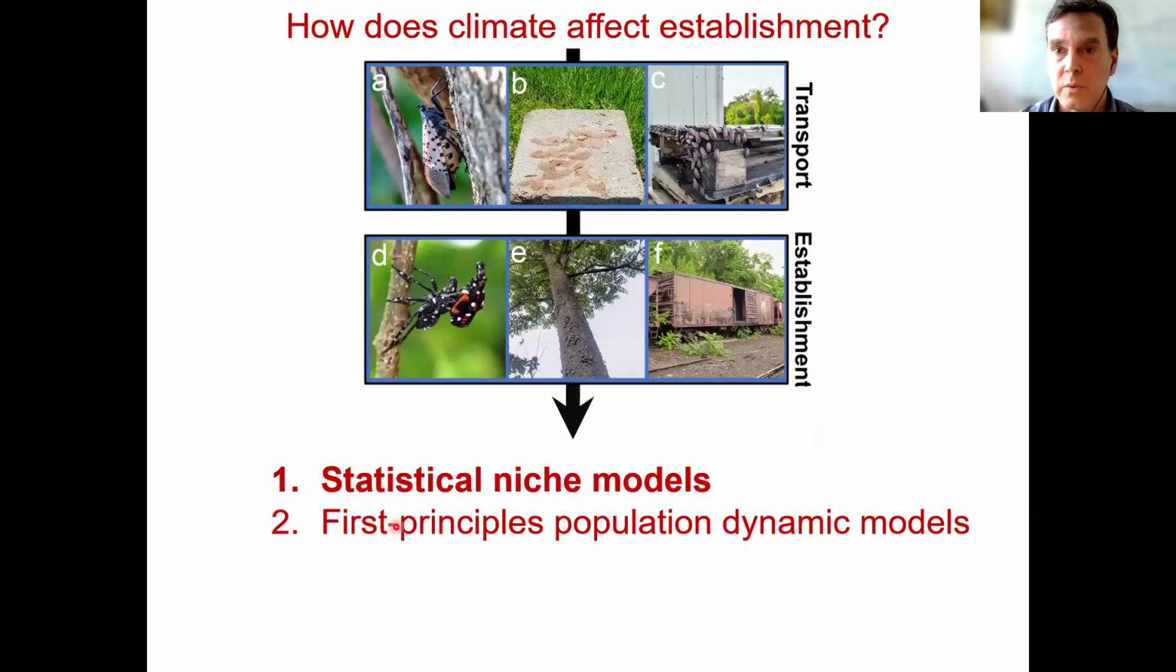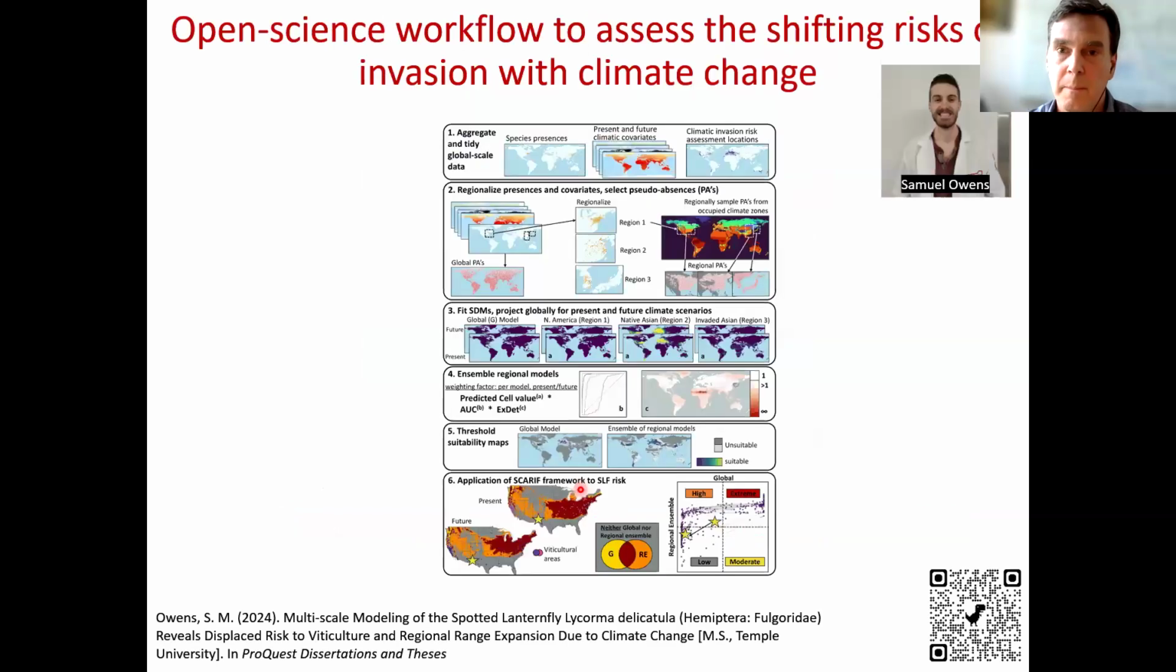So that in a nutshell is what we've been looking at with the transport stage of the invasion process. Now we're going to talk about the establishment stage, and we're going to focus on the question of how climate affects establishment. We're going to do that both with statistical niche models and also first principle population dynamic models. We'll talk about the statistical niche model work first, with one of my master's students who just graduated.